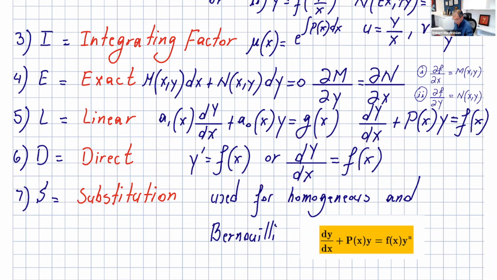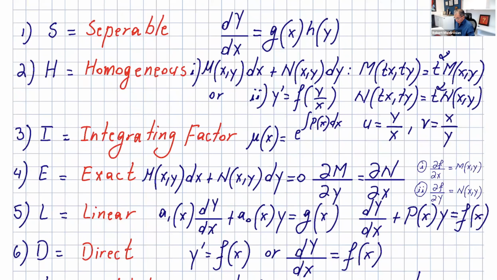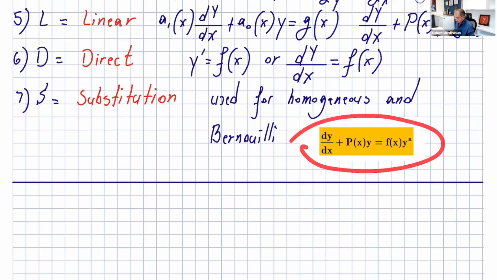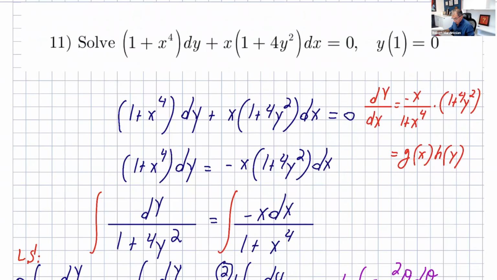Then S stands for substitution. We use substitution for homogeneous and Bernoulli's equation, and there's another special case, but homogeneous, you already have it here, and Bernoulli's is written under this one. You can check the lecture on that and see how it's solved. Now let's go over some problems.